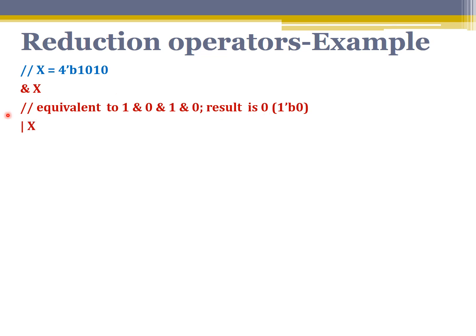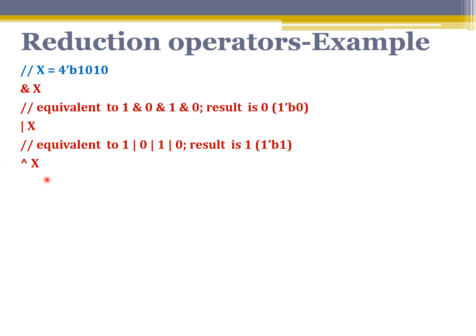Next one, reduction OR of x. Similarly, perform the OR operation on all the bits: 1 or 0 or 1 or 0. We know that for the OR gate, if any one input is high, the output is high. So the result here is a logical 1. We can observe that irrespective of the number of bits, the final answer will be just a single-bit number.